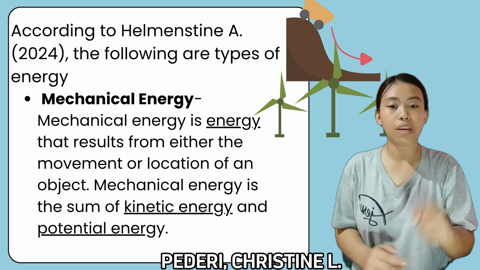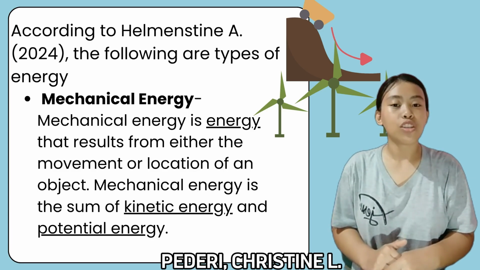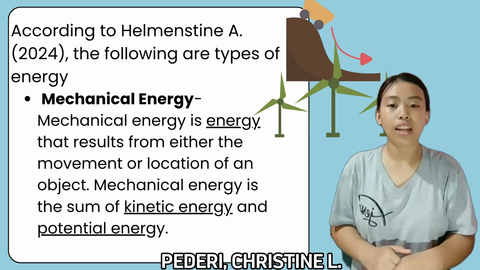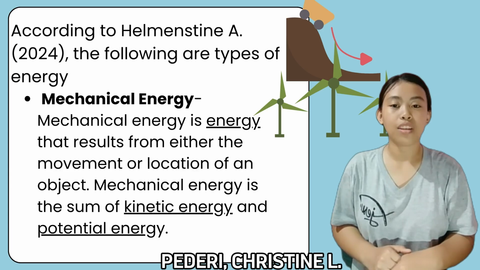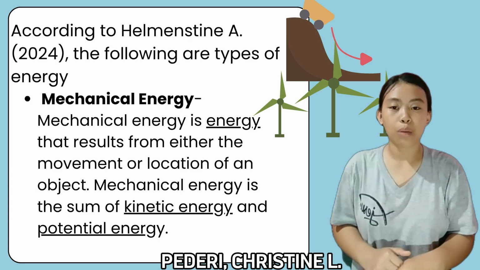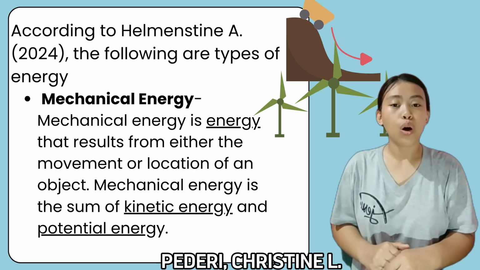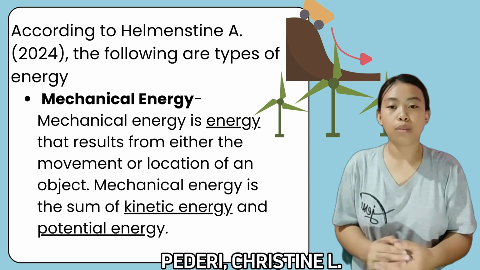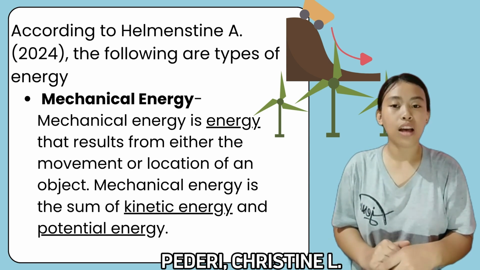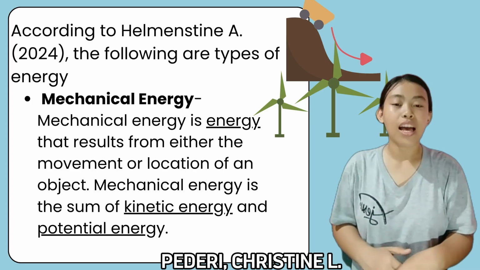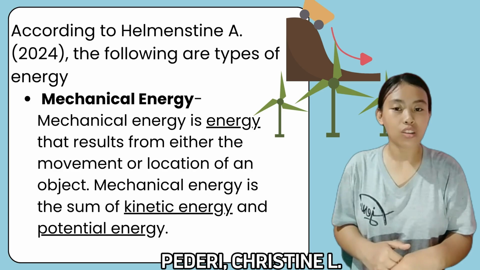The first one is mechanical energy. It is an energy that results from either the movement or location of an object. Mechanical energy is the sum of kinetic energy and potential energy. An object possessing mechanical energy has both kinetic and potential energy, although the energy of one of the forms may be equal to zero. A moving car has kinetic energy. If you move the car up a mountain, it has kinetic and potential energy. A book sitting on a table has potential energy too.